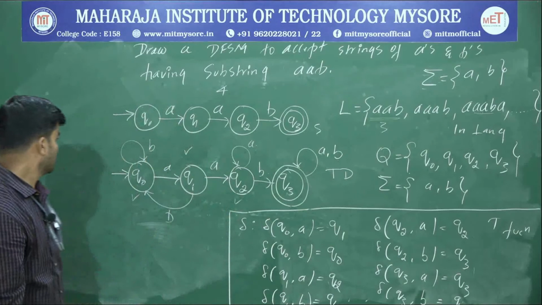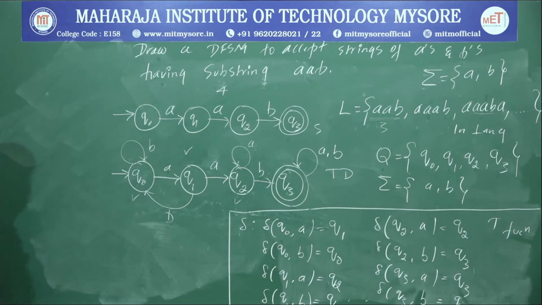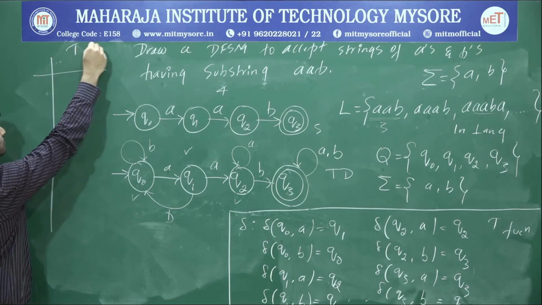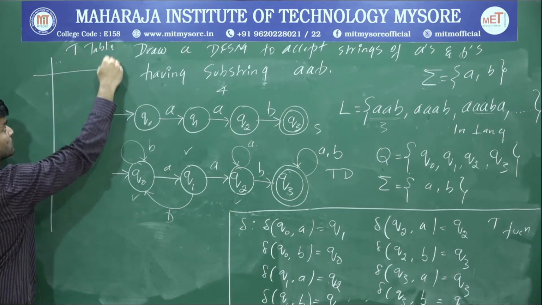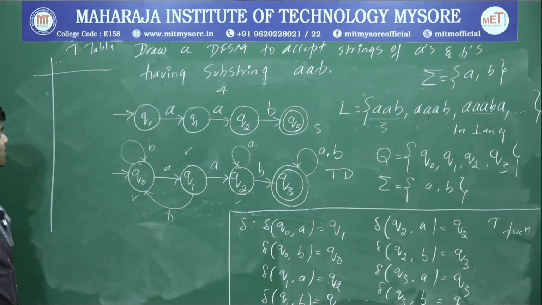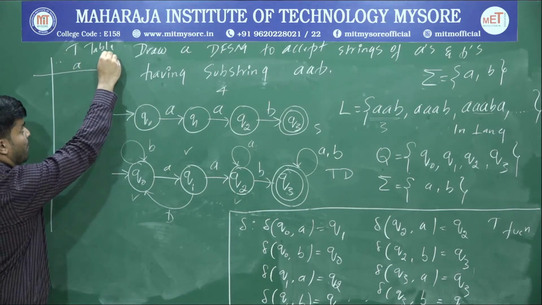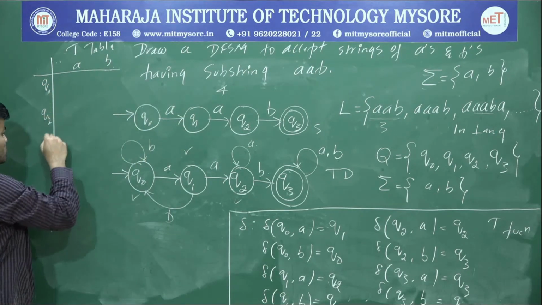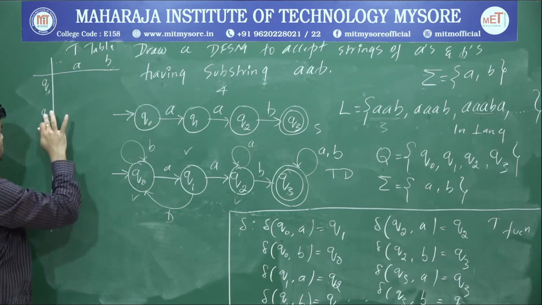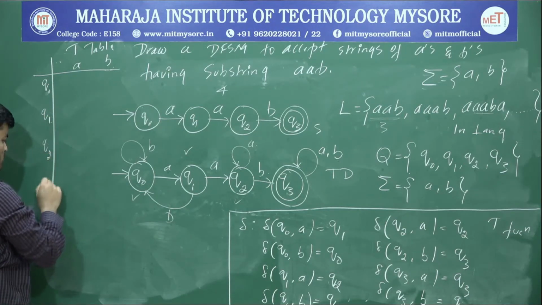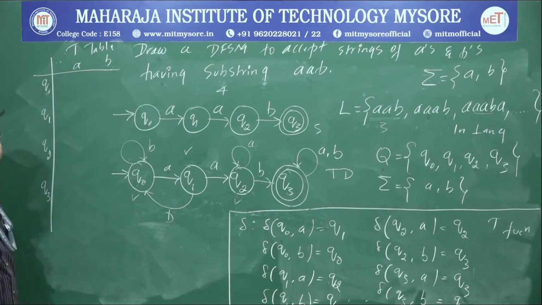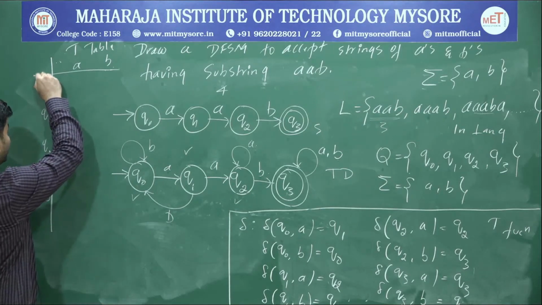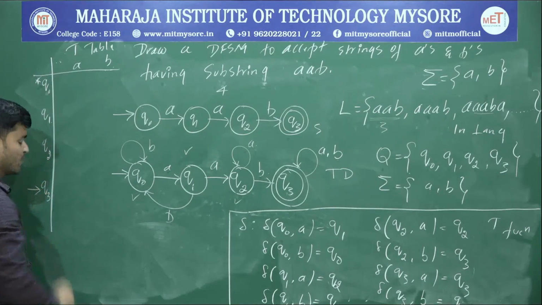Transition function, transition diagram, and I'll write a transition table here. So how many inputs? A, B. How many states? 4 states, starting from Q0 to Q3. So write your Q0. Q0 is the start state, indicated with an arrow, and the final state with a star.